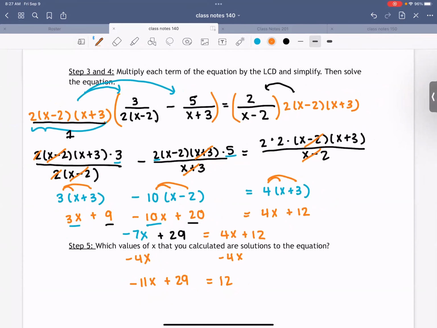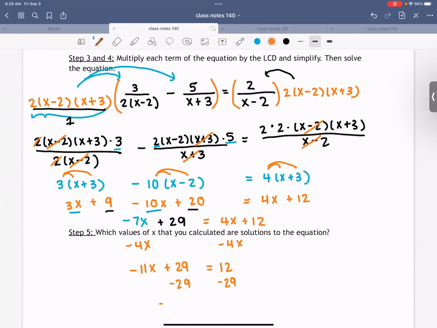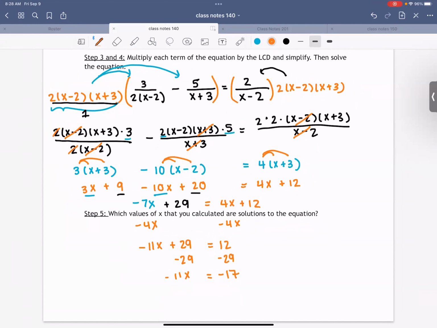And I guess we have to subtract the 29, right? Minus 29, making me do mental gymnastics early in the morning. 12 minus 29 is, I'm bad at this. I'm going to cheat. 17, did you say so? 17, perfect. Negative 17, right? All right, and I guess all we have to do is divide by negative 11, and x equals positive 17 over 11.